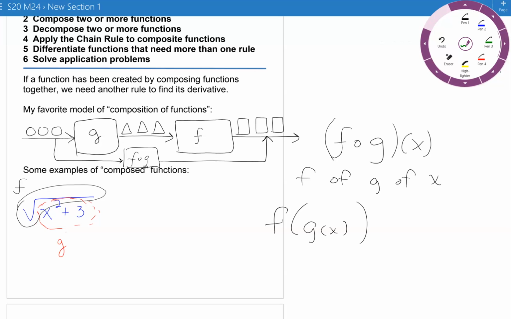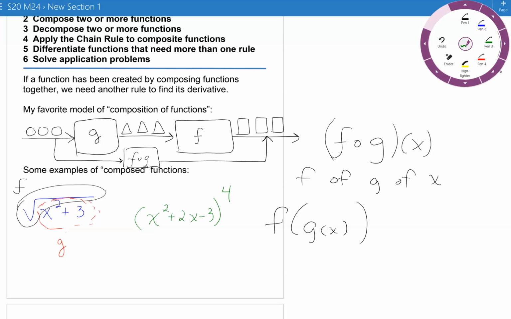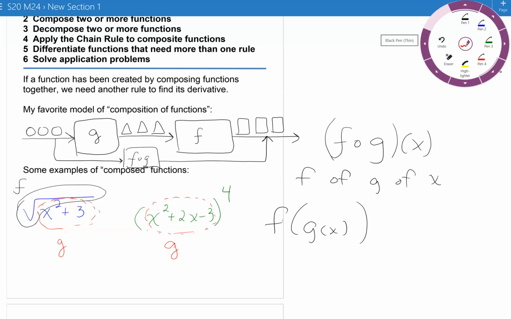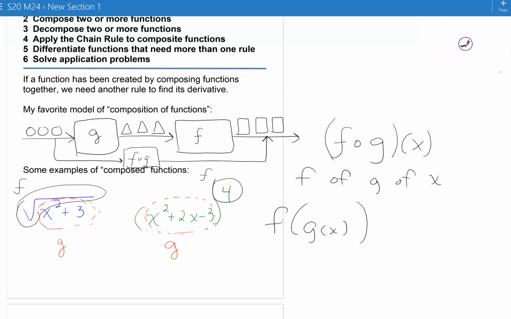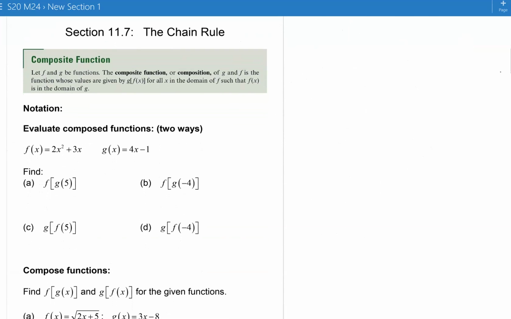Here's another example of a composed function. If I have x squared plus 2x minus 3, to the 4th power, I have an inside function, the x squared plus 2x minus 3, that's doing the g function's job. And then I have the f function of to the 4th power. So any function that's a function of a function is a composed function, and we'll need the chain rule in order to figure out what its derivative is.